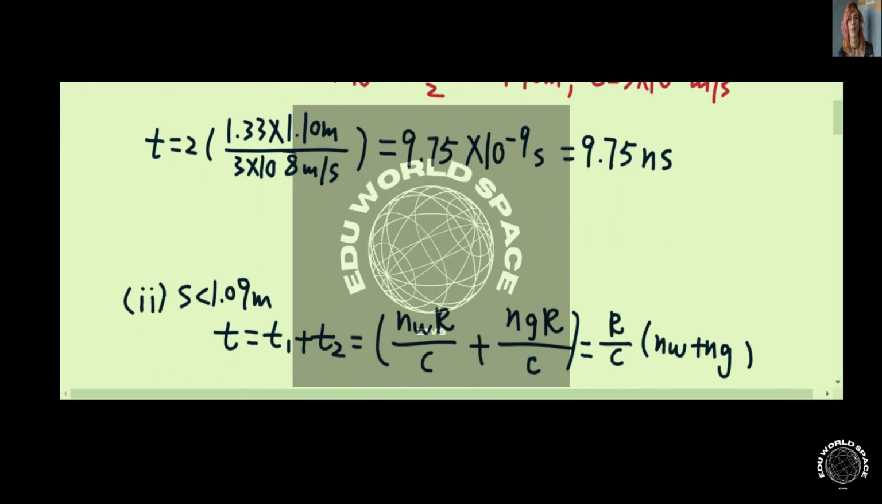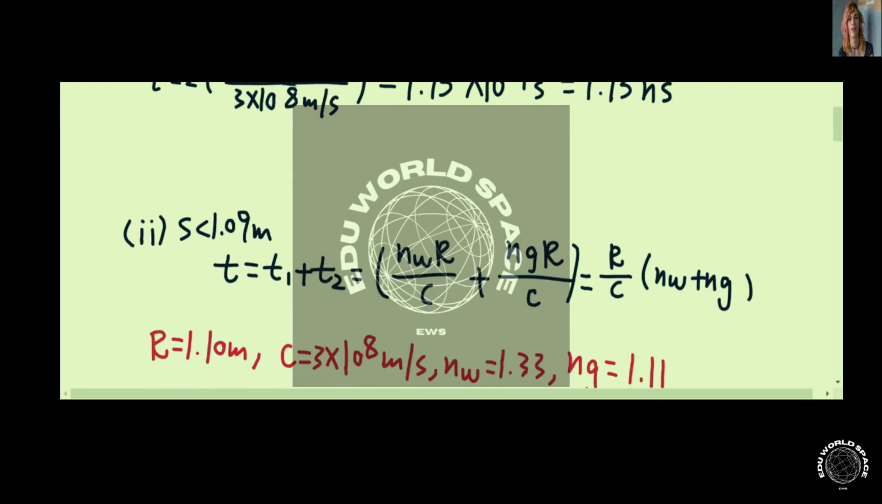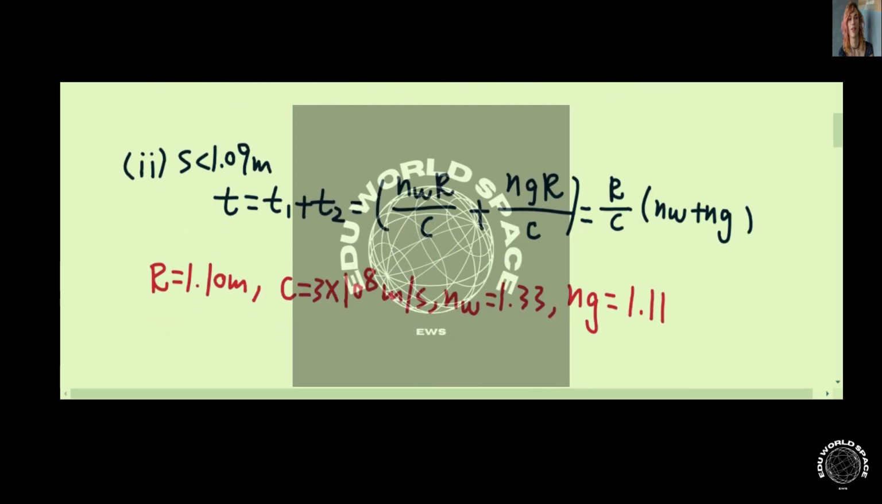And for the second sub-question, S is less than 1.09 meter, okay? Which means that the angle is less than the critical angle. So the ray undergoes refraction through the gas medium, okay? So therefore we have T is equal to T1 plus T2, which is NWR over C plus NGR over C. If we do some arrangement here, we have R over C times NW plus NG.